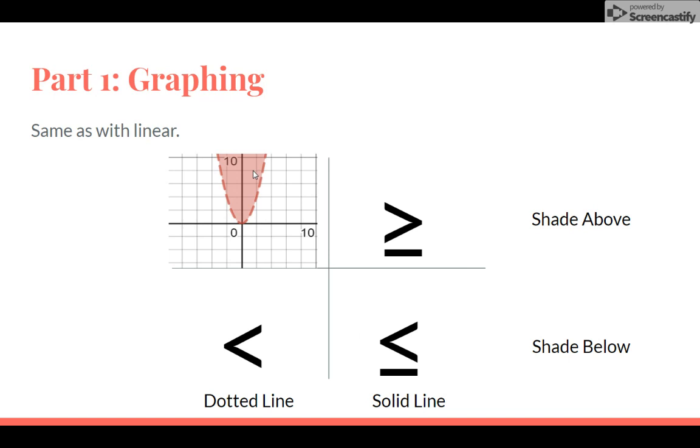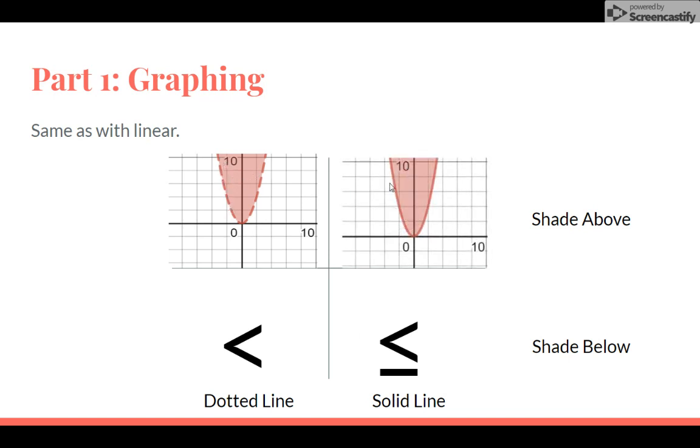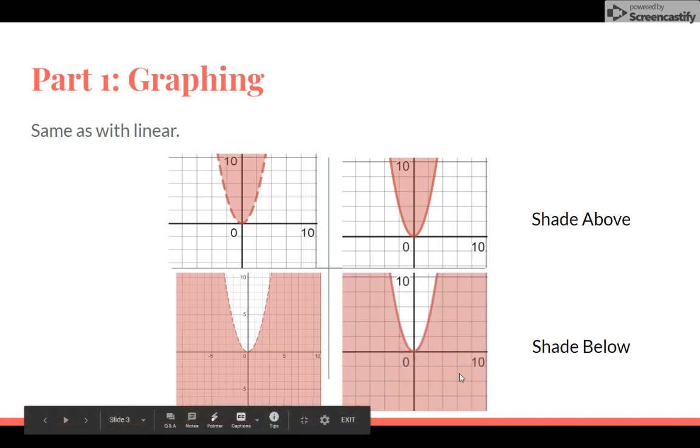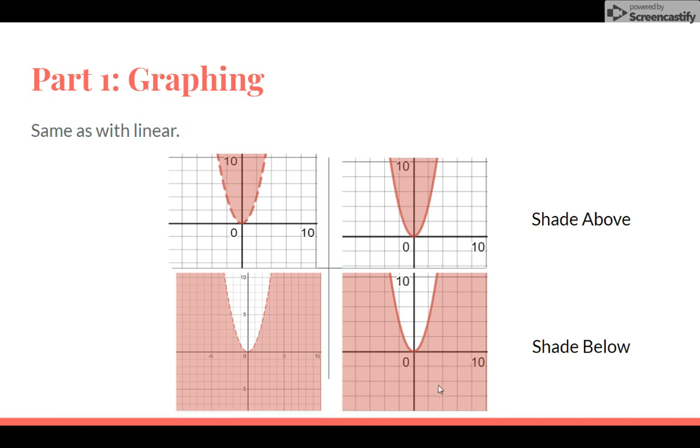So if we have a shade above for greater than, it'll look like this. Note you shade above the parabola and the line is dotted. If it's greater than or equal to, you shade above, but the line is solid. Dotted line less than, dotted line shade below. Less than or equal to is a solid line, shade below. Okay, this is a good time to pause if you need to jot these down.